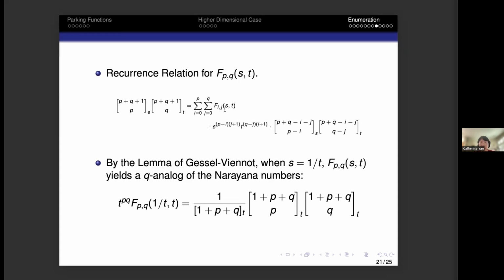Other than this being a double summation, other than the terms we want, other terms are simply a polynomial or some Gaussian coefficients. Furthermore, using the lemma of Gessel and Viennot, we can obtain that when S is 1 over T, then this double enumerator actually gives you the q-analog of the Narayana numbers.